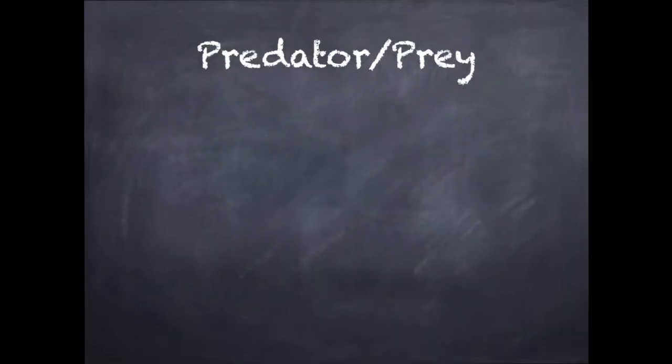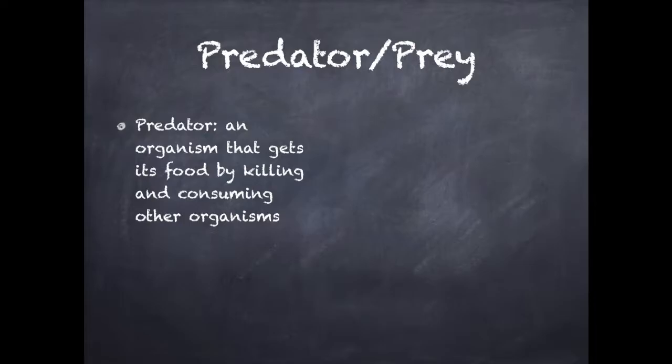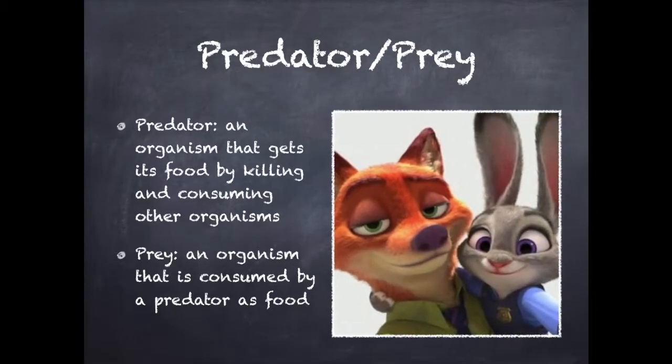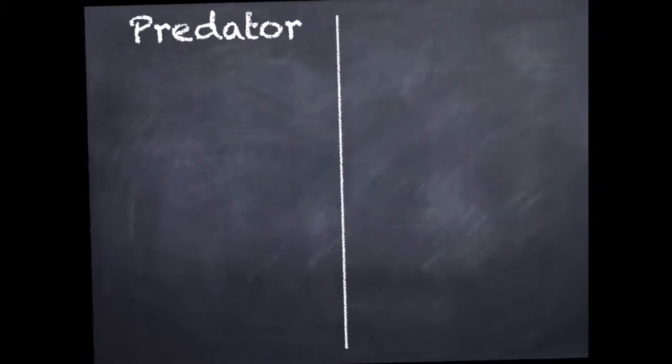Now, the first relationship we're discussing is predator-prey relationship. A predator is an organism that gets its food by killing and consuming other organisms. A prey is an organism that is consumed by a predator as food. In the movie Zootopia, we can see a predator and prey do the opposite of this and be friends, as the fox is typically the predator and consumes the rabbit for food, and the rabbit is therefore the prey. Let's look at another example.